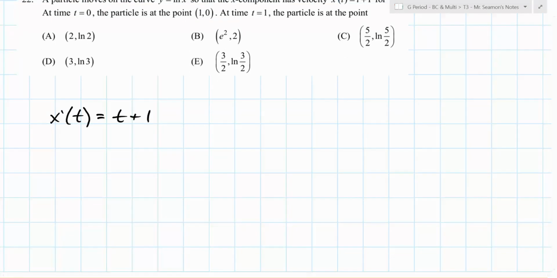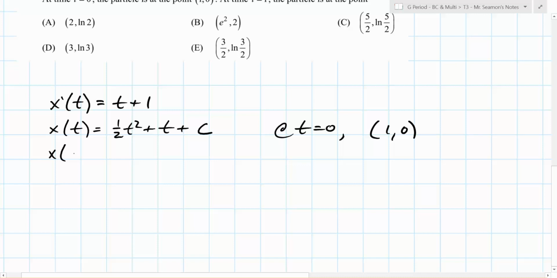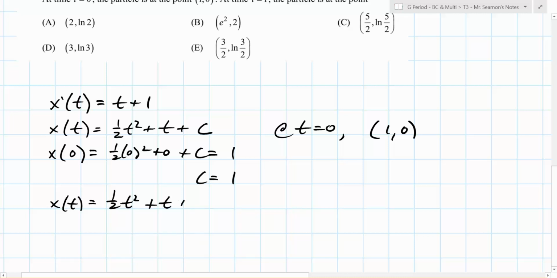Find the integral of that, right? So we can find the x position, right? So what is x of t going to actually be? 1/2 t squared plus t plus what? C. And it tells you that at t equals 0, what point is it at? 1, 0. So if we plug in x of 0, we get 1/2 0 squared plus 0 plus c has to equal what? 1. So what does c equal? 1. So what does x of t equal? 1/2 t squared plus t plus 1.